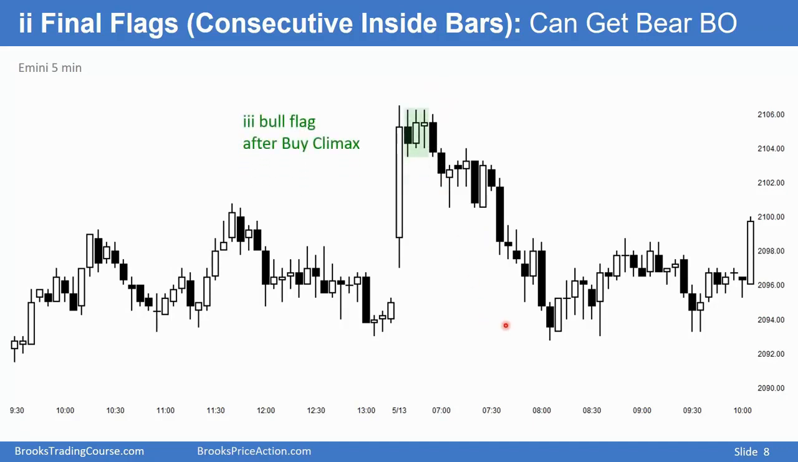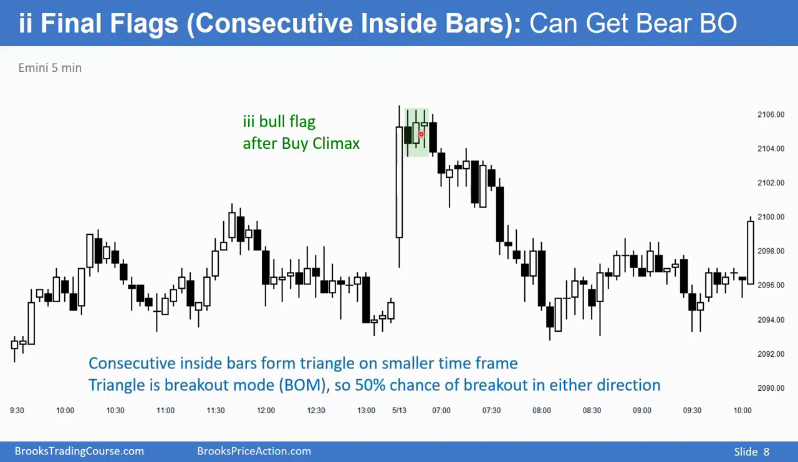We have an II bull flag after a buy climax. Every bull trend bar is a buy climax, and if it is a big bull bar occurring late in a bull trend, 20 more bars into a bull trend, the odds of it leading to a reversal become greater than the odds of it leading to a successful bull trend.